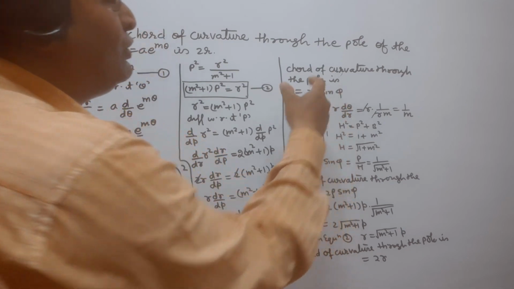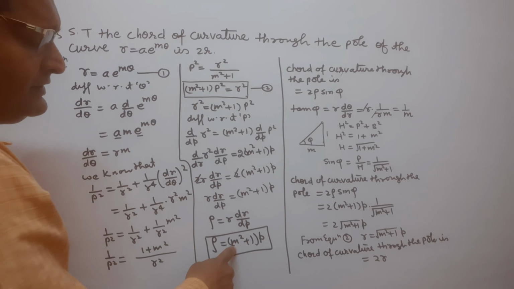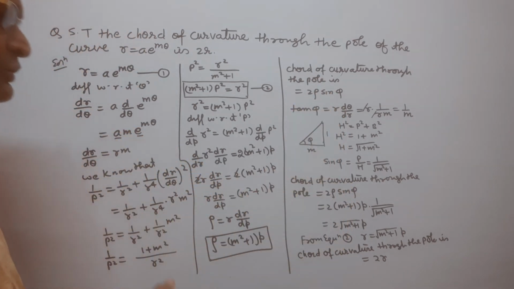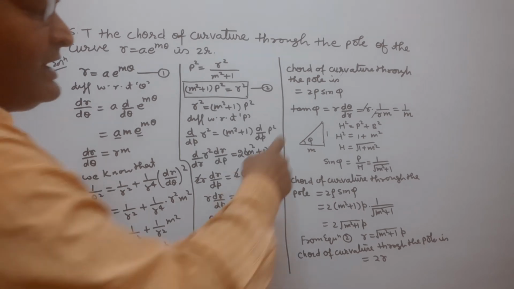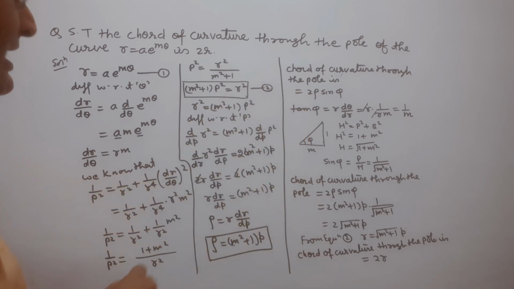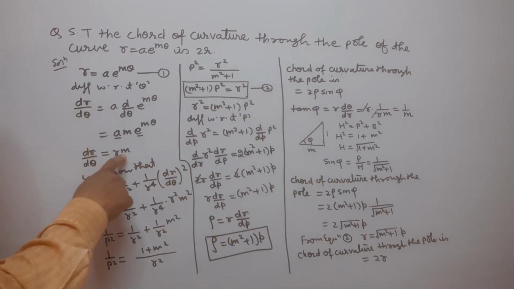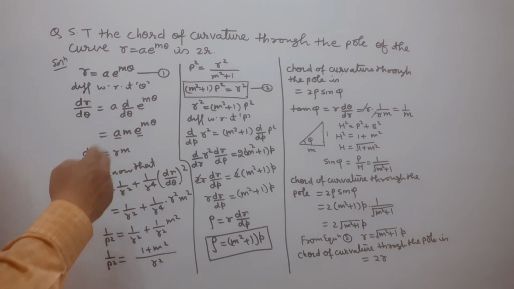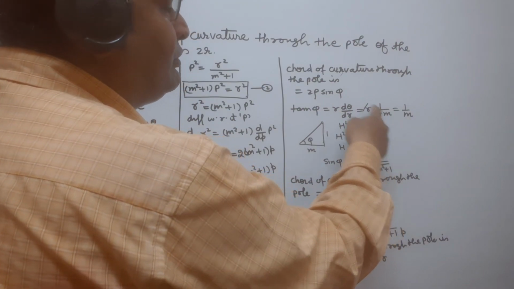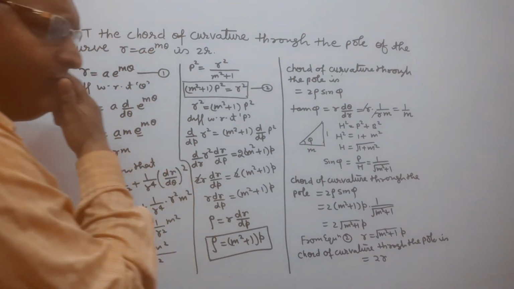आप देख सकते हैं यहाँ पर जो chord of curvature through the pole है उसकी इक्वेशन, उसका फार्मूला है 2 rho sin phi. So first we find out here rho, that is the radius of curvature, is m square plus 1 multiplied by p, and here we find out sin phi. So we know that here tan phi is equal to r d theta by dr. So we put here value of d theta by dr. Since we know that dr by d theta is equal to r by m, so d theta by dr is 1 upon r m. So r from the numerator and denominator cancel out, so we get 1 upon m is equal to tan phi.